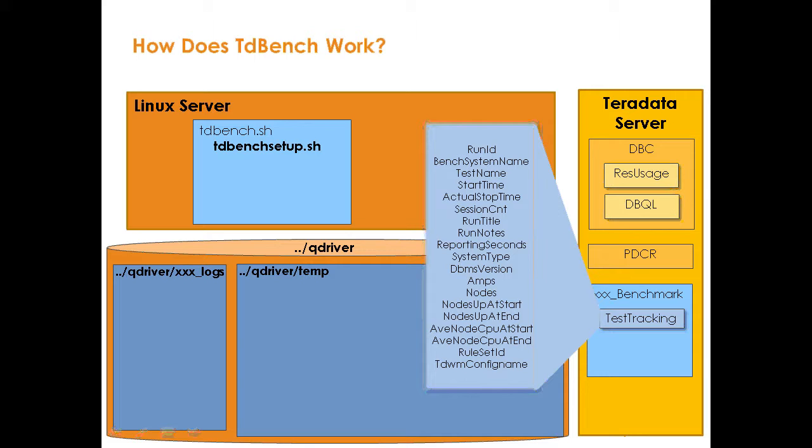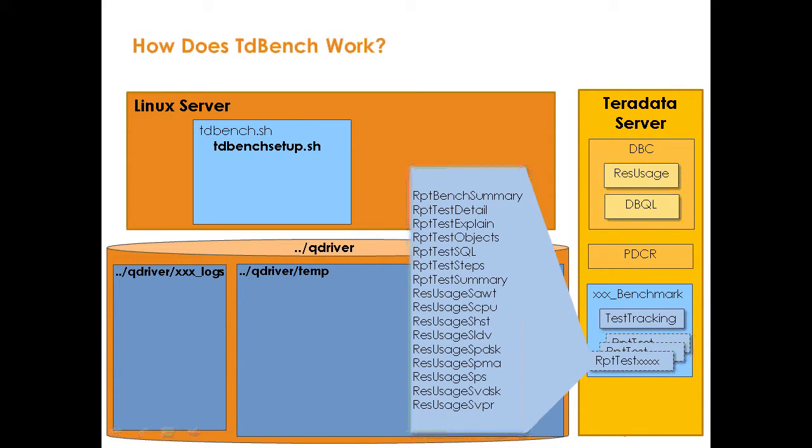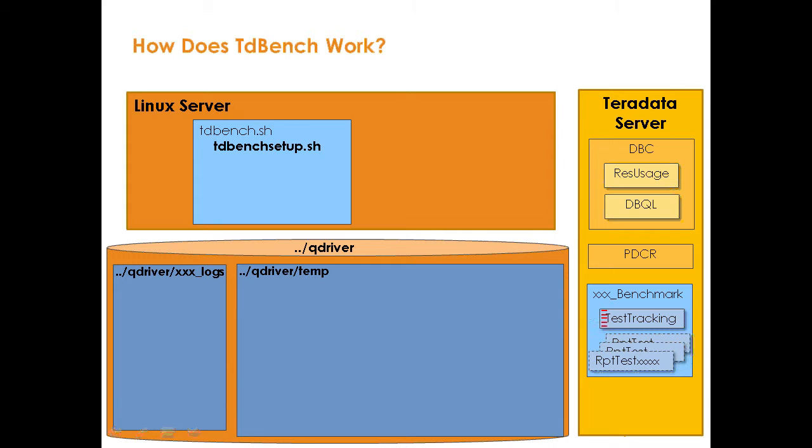Importantly for the reporting, it contains precise start and stop timestamps, which are used to pull data from DBQL and ResUsage. There is a set of reporting views that makes it easy to select DBQL and ResUsage from one run or to compare information before and after tuning activities, different scale factors, or reconfiguring the system. The test tracking table is joined under the views to the DBQL and ResUsage information to select just those rows that occurred within the time period referenced by the run ID.